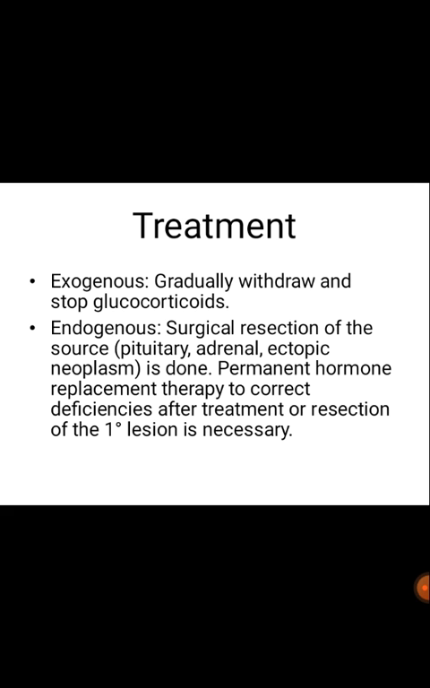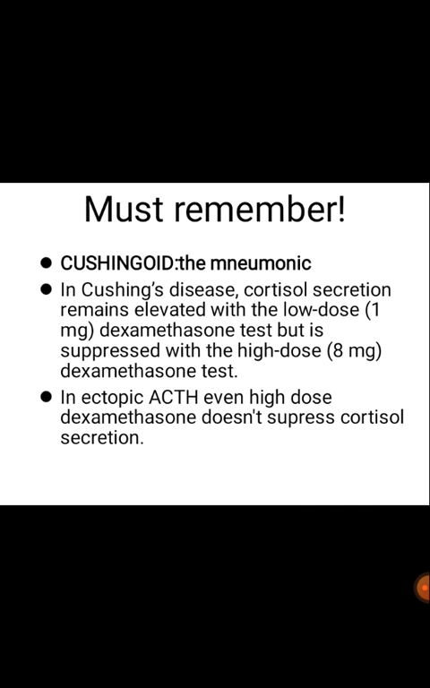Treatment. Treatment of exogenous Cushing syndrome is to gradually withdraw and stop glucocorticoids. In endogenous Cushing syndrome, surgical resection of the source is done. Permanent hormone replacement therapy to correct deficiencies after treatment or resection of the primary lesion is necessary. Now must remember points. Remember the mnemonic Cushingoid.